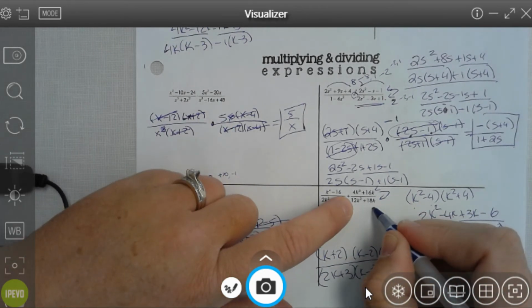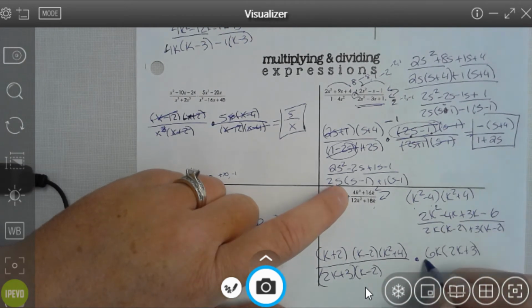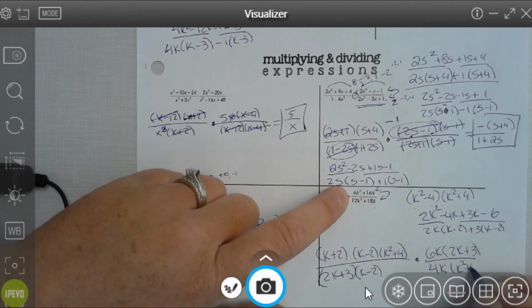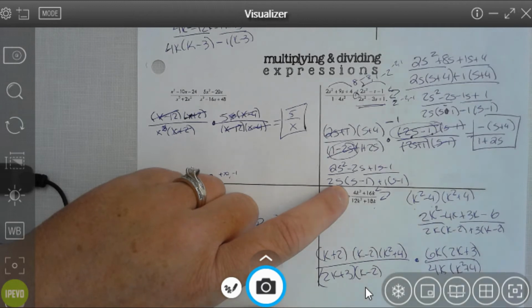So I'm going to pull out my GCF for right here. And that's going to be a 6k. Pull out my GCF here, which is 4k. Remember, since this is a plus 4, k squared plus 4, the plus does not factor. Only a negative is a difference of squares. So when you start factoring, that cancels. The k's will cancel. This becomes a 3 over a 2 when you reduce.